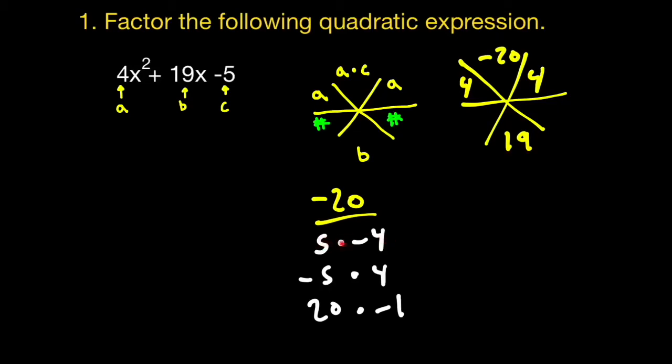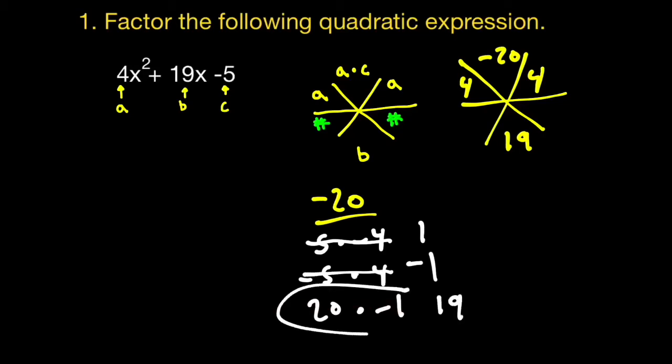Beginning with the 5 and the negative 4, if I add them, I get positive 1. So this one does not work because I need a 19. Negative 5 plus 4 gives me a negative 1, so this one doesn't work either. Let's try 20 plus negative 1, and here we see that that adds to positive 19. The 20 and the negative 1 are the pair that we need.